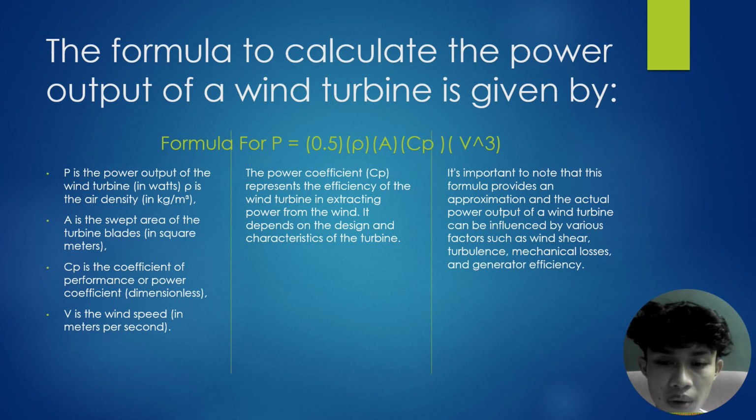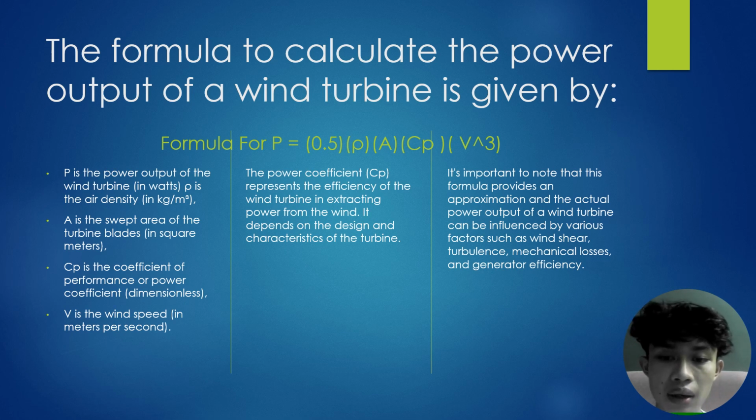The power coefficient or Cp represents the efficiency of the wind turbine in extracting power from the wind. It depends on the design and characteristics of the turbine, because wind turbines have many designs and characteristics, so the power coefficient depends on the design.